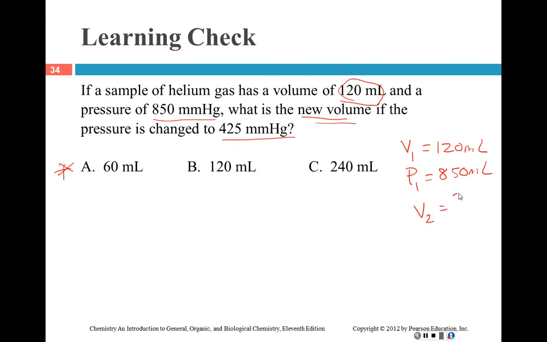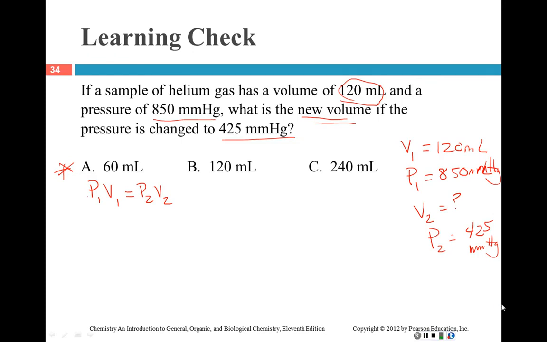Okay, what is it? Question mark. If I change the pressure to 425, sorry, that's millimeters of mercury. Okay, so I'm solving for V2. And I do this every time. I know y'all are going to want to try to switch gears and not do all these steps, but I strongly recommend that you do these steps.